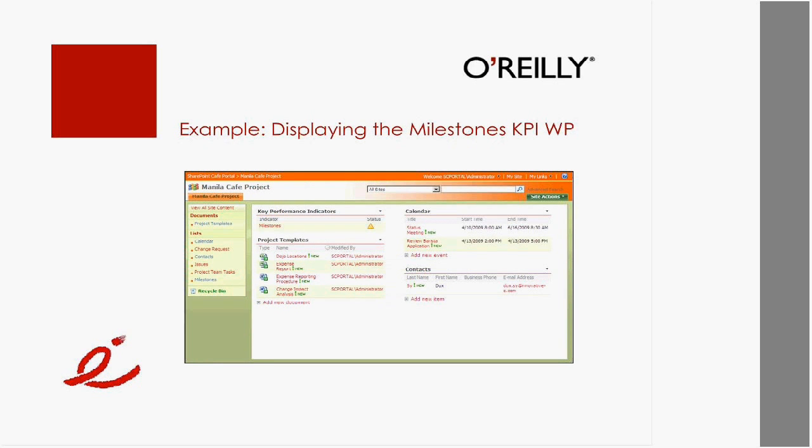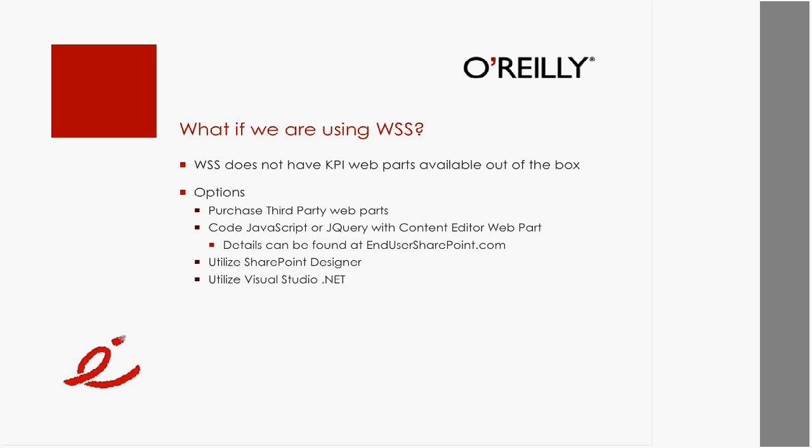So with that being said, I want to cover now the other aspect. What if we're just using WSS? Okay. So again, very important for you to understand what environment you're in. If you're not sure whether you have SharePoint, go back and talk to your IT folks and ask, what are we using? Are we using WSS, the base foundation of SharePoint, or are we using MOSS? Because if you're using WSS, what I showed you briefly earlier, you won't be able to do that because it's not built into WSS. You've got to get MOSS. So WSS does not have KPI web parts available out of the box. Okay.